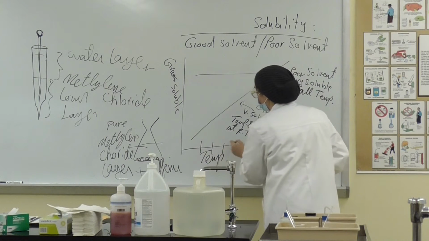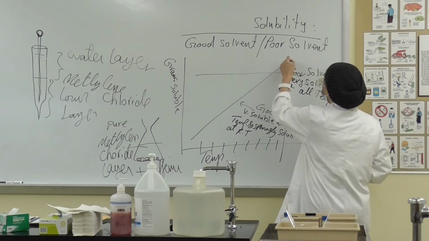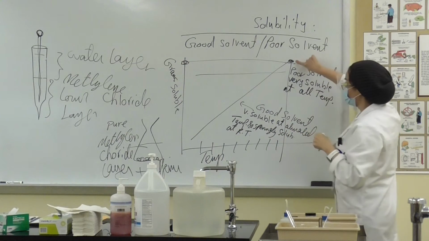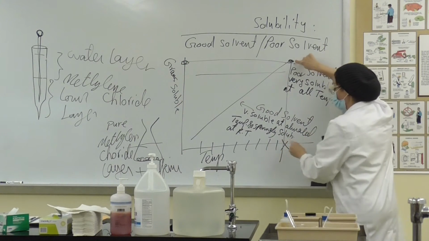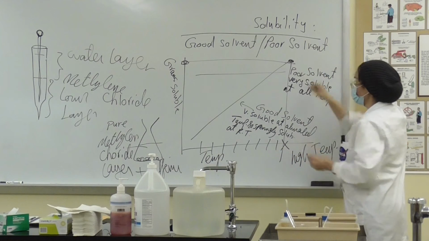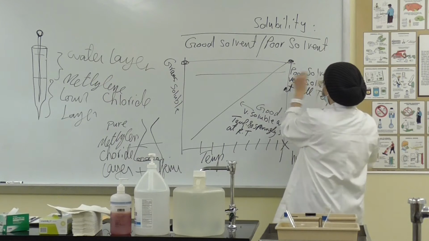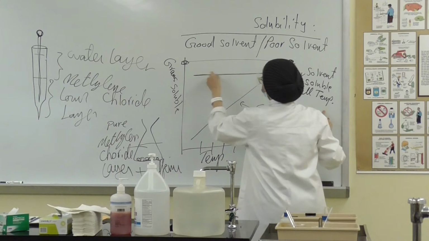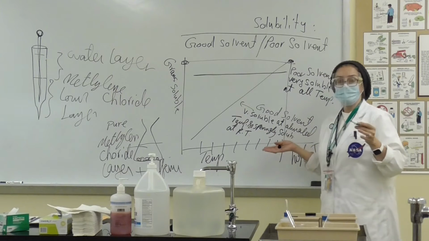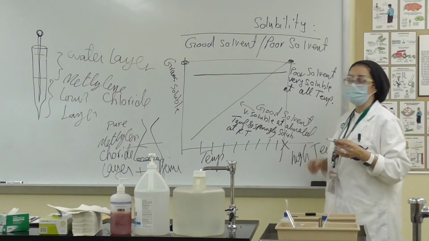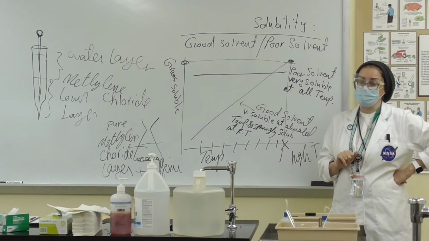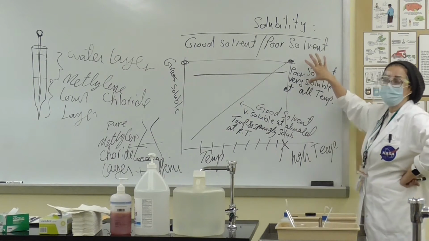So if we start with 0 all the way here, we're going to see that the solubility for a good solvent is going to be higher when we have a high temperature. Looking at the poor solvent, it is going to be almost all soluble at all times, at all temperatures. So this is not a good solvent to be used for recrystallization. This is from the solubility point of view.